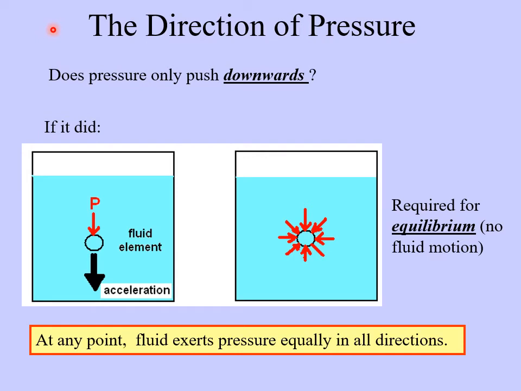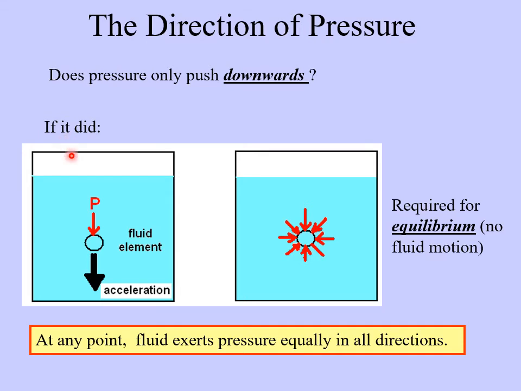Let's now talk about the direction of pressure. So all of the work that we've done up till this point, we've assumed, and we've assumed this correctly, that the pressure is due to the weight of all the water above us. So that sort of gives us this false sense that pressure only acts downward because of all the stuff above us. But that's not true at all, because if it did, there's a couple ways to think about this.